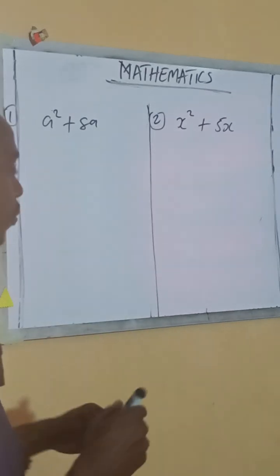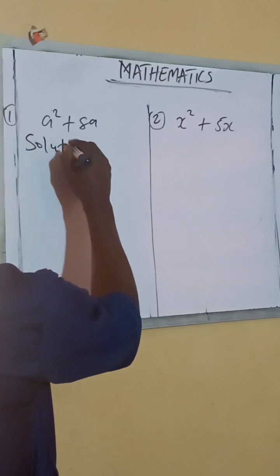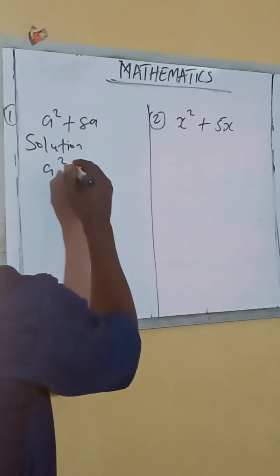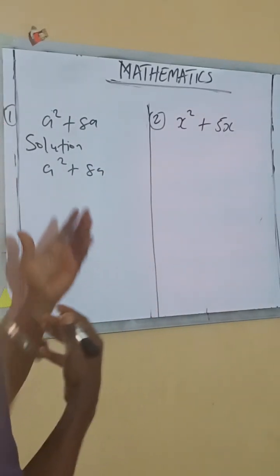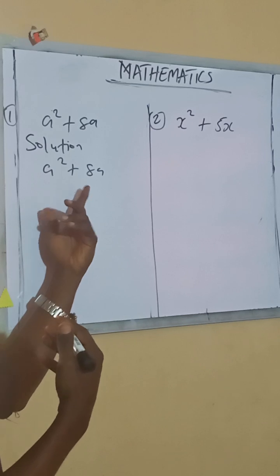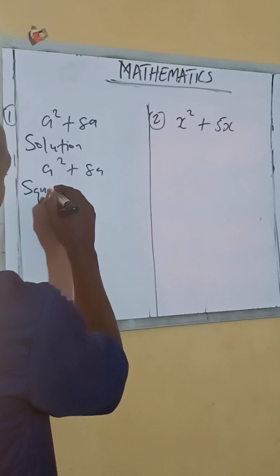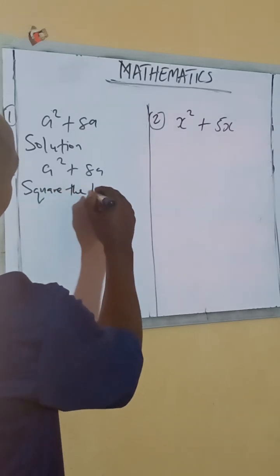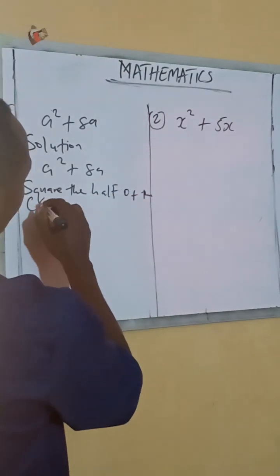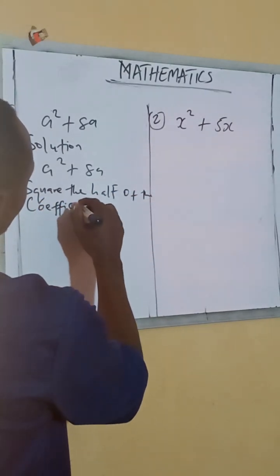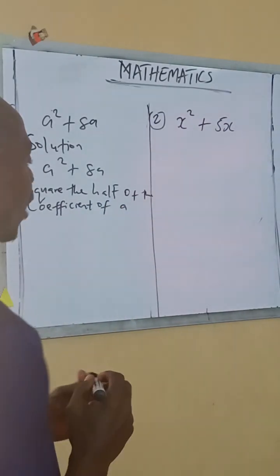Now, the first thing you do here is the solution. Let's bring out the question. What you do is that you write out what will help you to be able to solve this, which is this guy here. Now, what do you do here? You square the half of the coefficient of a. Now, we square the half of the coefficient of a.